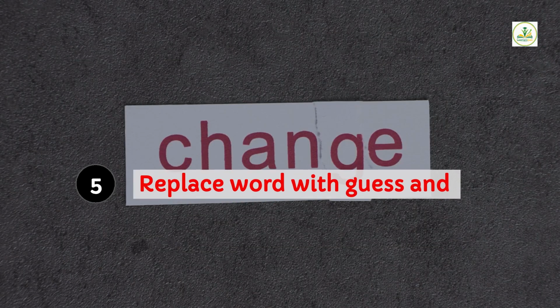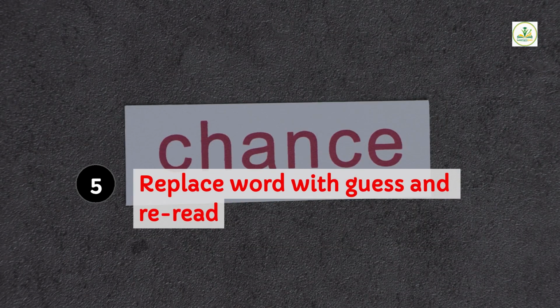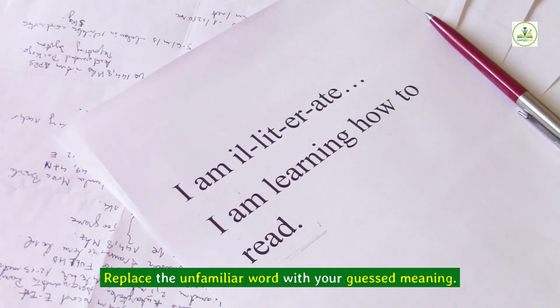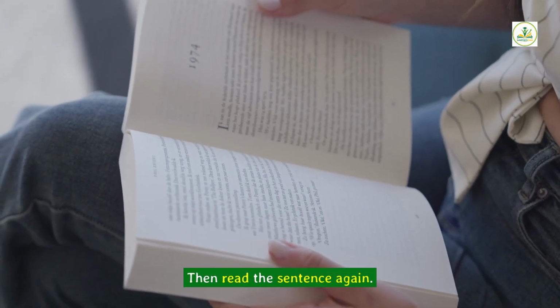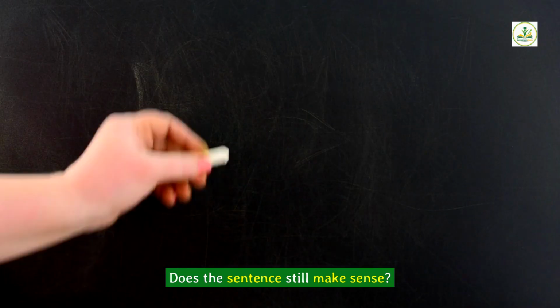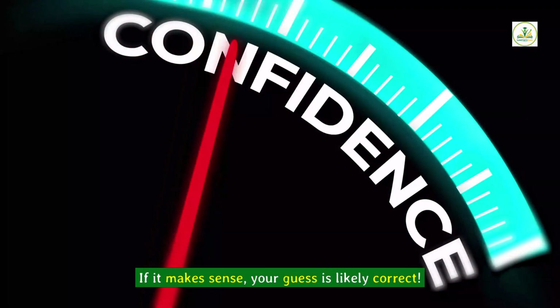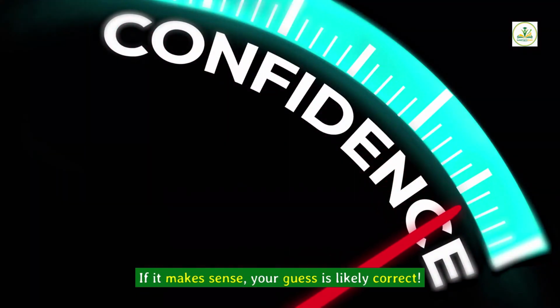Step 5. Replace the word with your guess and reread the sentence. Replace the unfamiliar word with your guessed meaning. Then read the sentence again. Does the sentence still make sense? If it makes sense, your guess is likely correct.